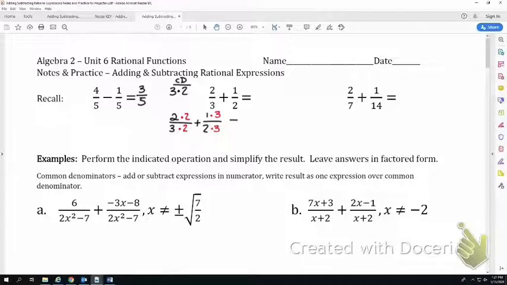Okay, so now my denominator is going to be the same. Okay, and I'm still going to write it as 2 times 3 right here. And then I'm going to take what I have in the numerator. So what is 2 times 2? 4. It's an addition problem. What is 1 times 3? 3. 4 plus 3 is what? 7. But then I am going to eventually need to put it in its most simplified form.